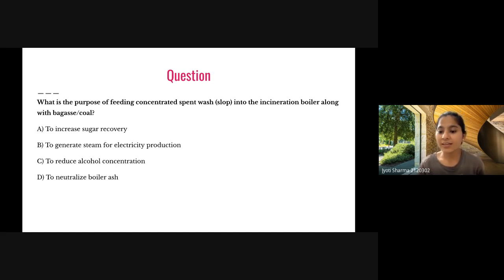To generate the electricity. Yes. So I got B answer from Dia. So yes, we have to generate the electricity if we have concentrated spent wash, and if we do have incinerator boilers, so we can generate the energy by burning these things along with coal and along with bagasse also.